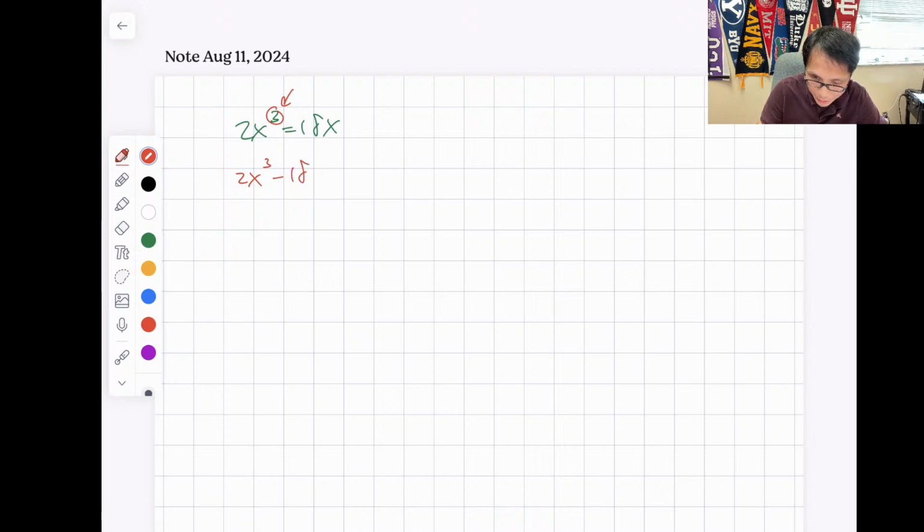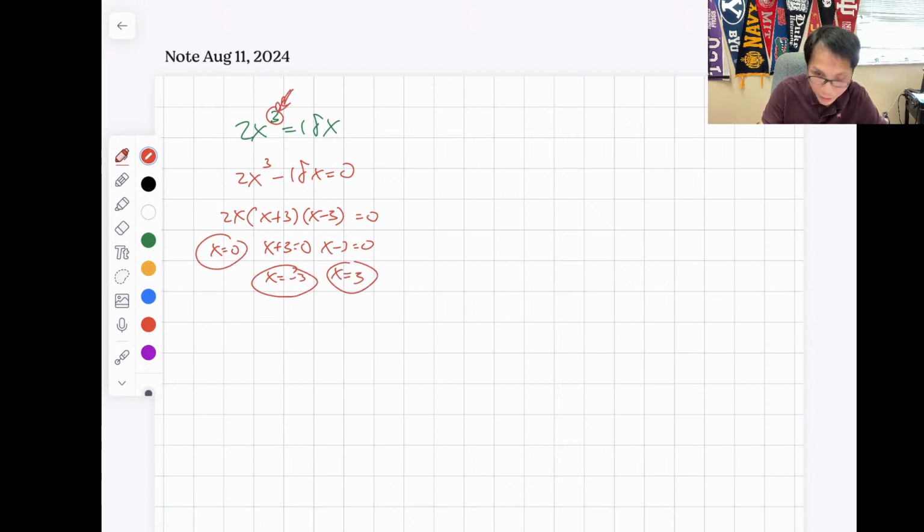This is a cube, so that means there are 3 solutions. The fundamental theorem of algebra says if it's a cube, there are 3 solutions. Do not divide both sides by x because you lose solutions. You should get 2x to the third minus 18x, and you factor out 2x: x plus 3, x minus 3 equals 0. So x equals 0, x plus 3 equals 0, x minus 3 equals 0, x equals negative 3, x equals 3. So there are 3 solutions because the fundamental theorem says there are 3.